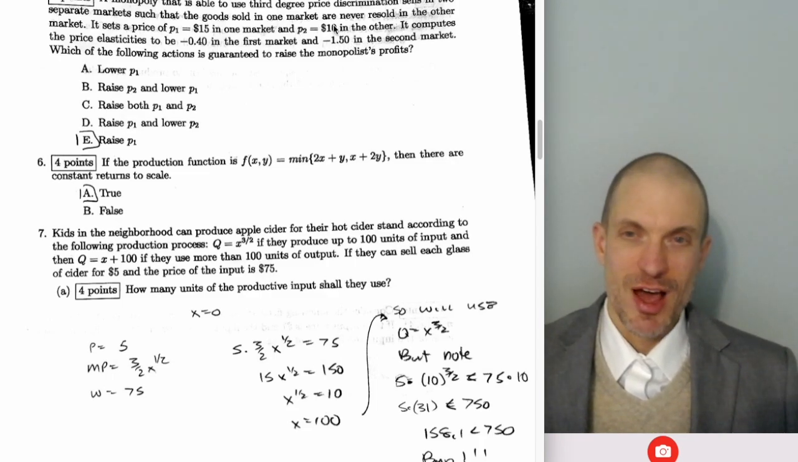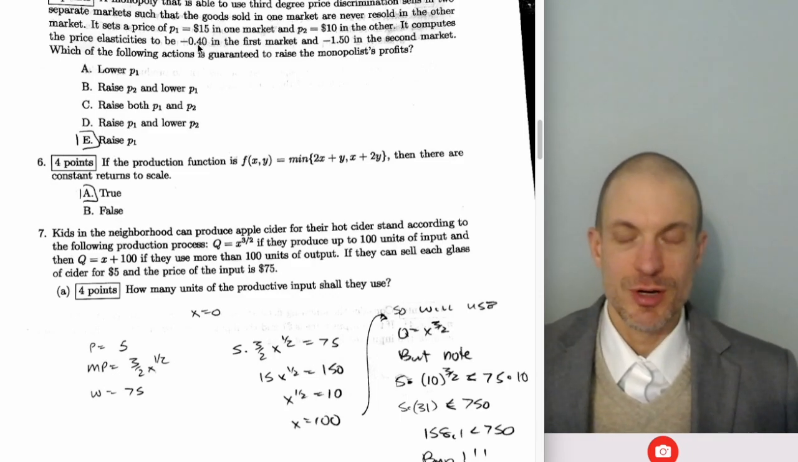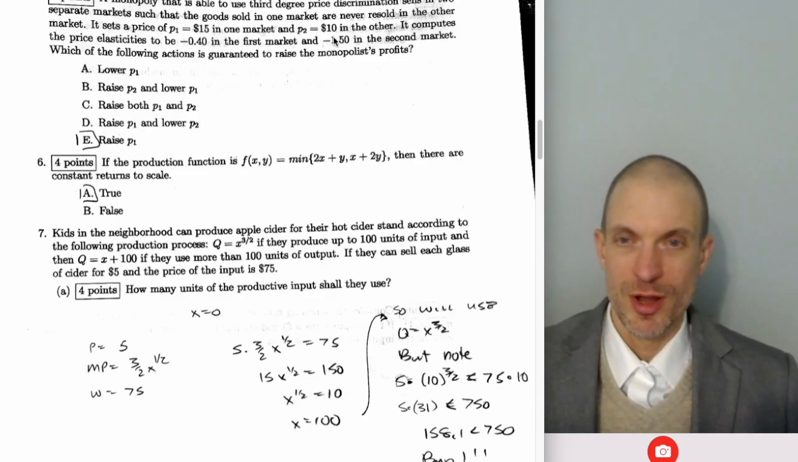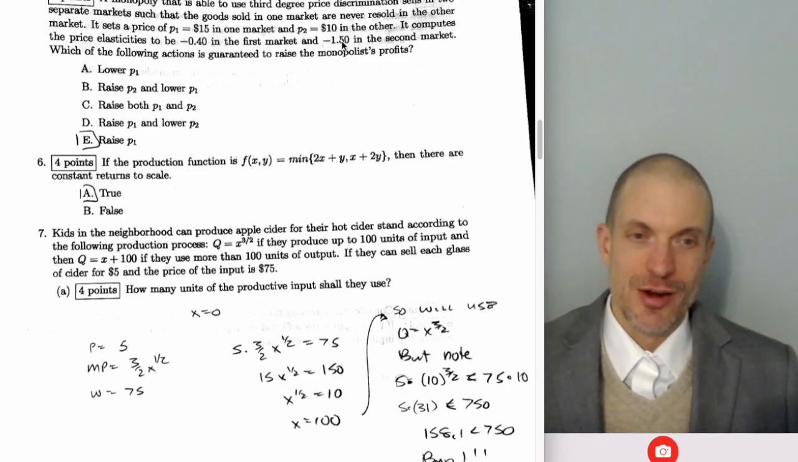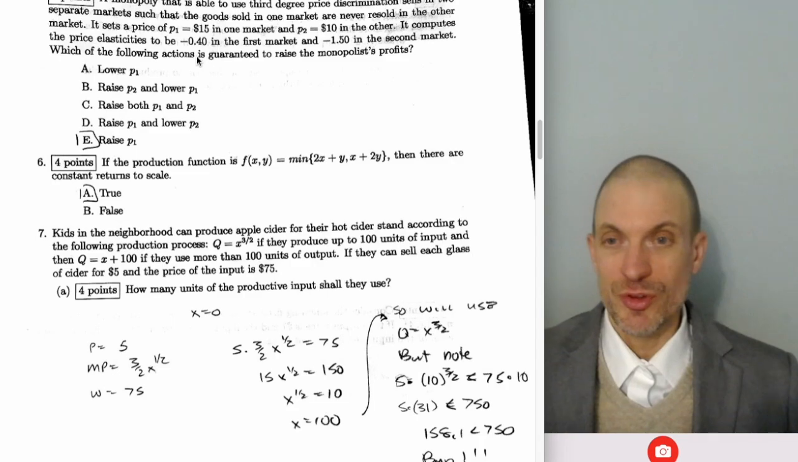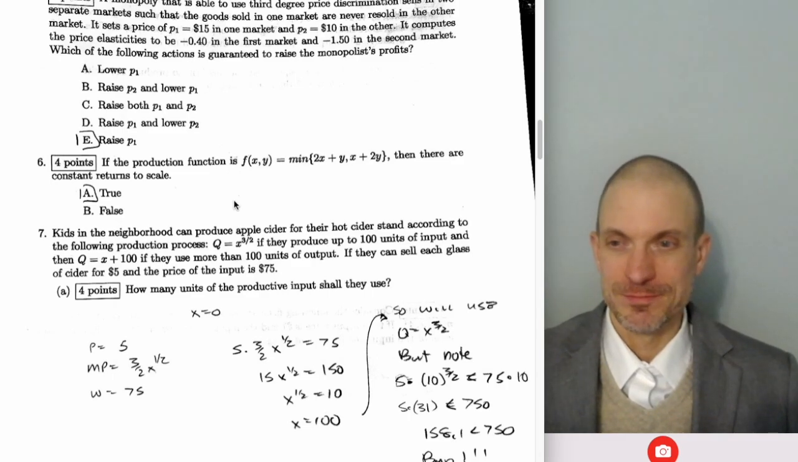But here we have elastic demand. Here we have inelastic demand. A monopoly is never going to want to produce where demand is inelastic because it means their marginal revenue is negative. So they definitely need to raise the price. So we know for sure we're going to raise the price of good 1. What about the price of good 2? I don't know. They might raise it. They might lower it. It might already be optimal. But here we're interested in what's guaranteed to raise the monopolist's profit. And the only thing we can stand behind is that raising your price if demand is inelastic is important.